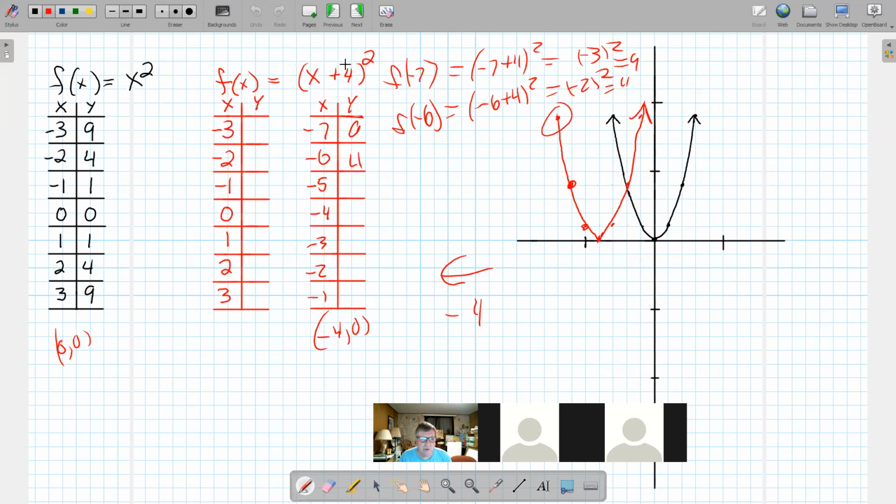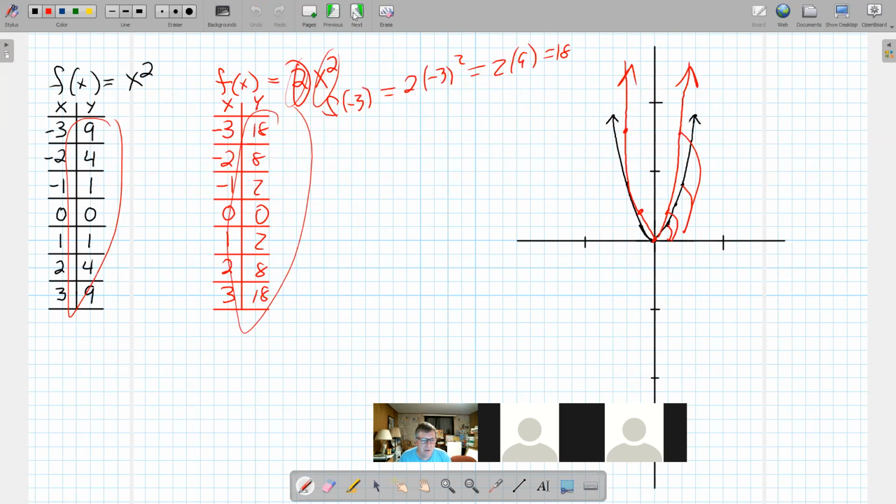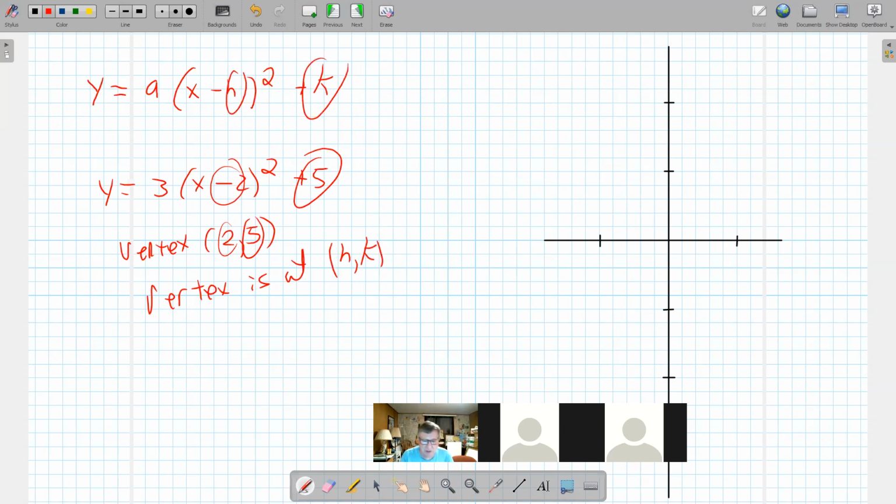Wasn't the x value the inverse of what's inside there? So the x value would be the inverse of what's inside, and the y value is the constant outside. So in general, the vertex is at (h, k). Okay? y equals a times (x minus h) squared plus k. Now, the axis of symmetry goes right through the vertex, so the axis of symmetry is at the equation x equals h.